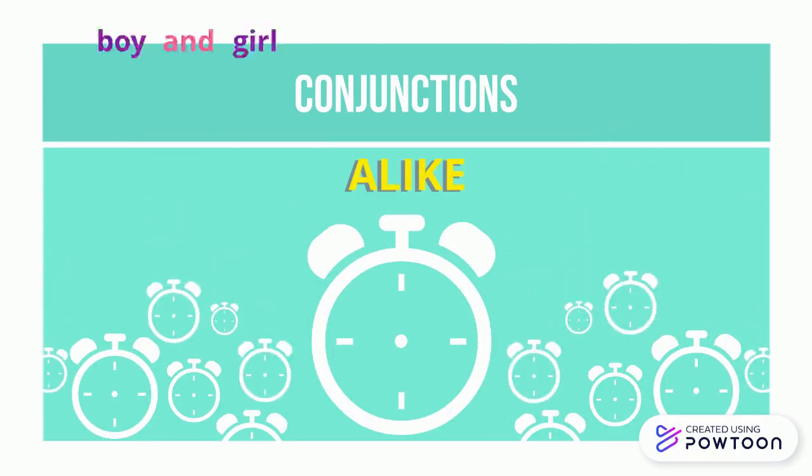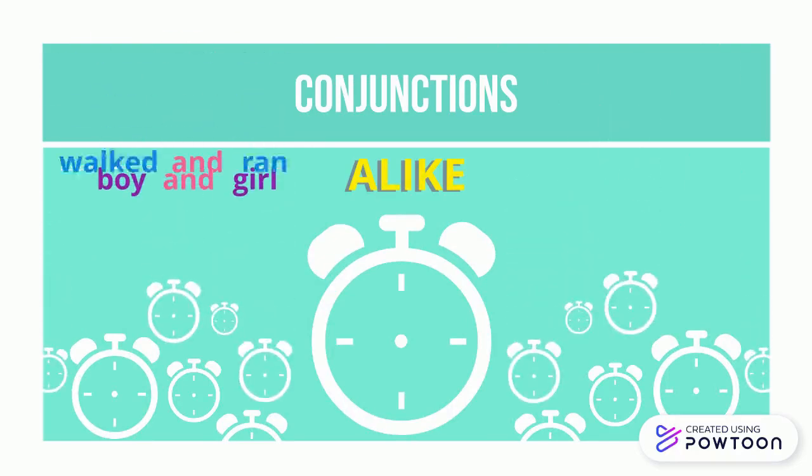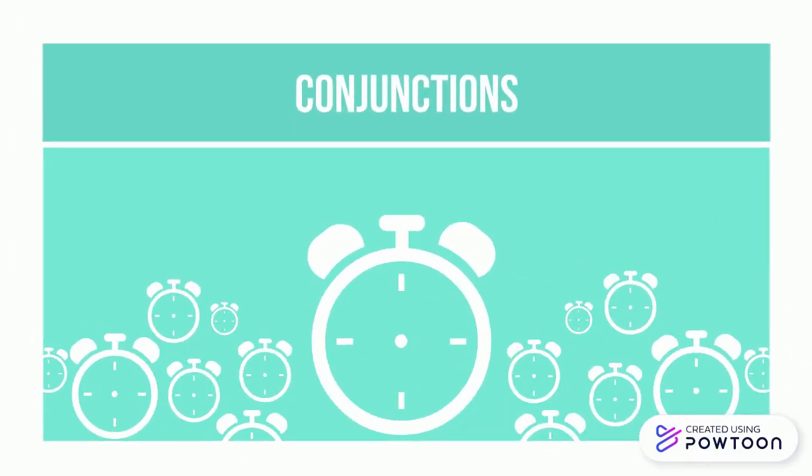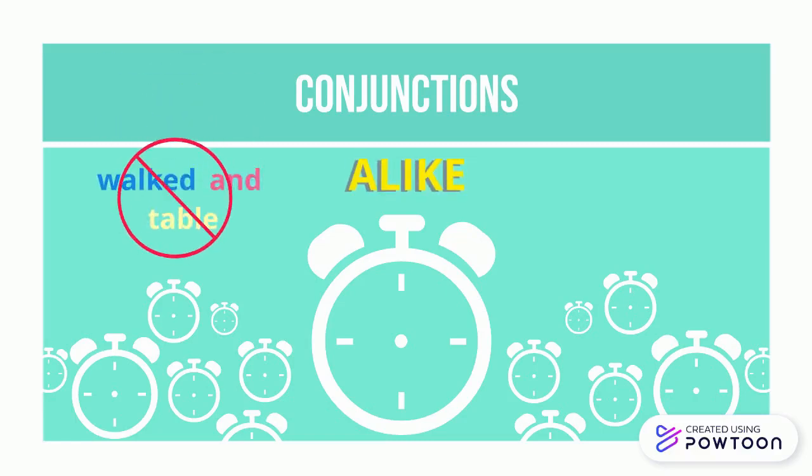You can join two nouns, boy and girl, or two verbs, walked and ran, or three adverbs, they moved slowly, quietly, and carefully. You really can join anything else together with a conjunction as long as the things are alike. But you can't join things which are not alike. Walk and table, boy and sing, they have to be alike.